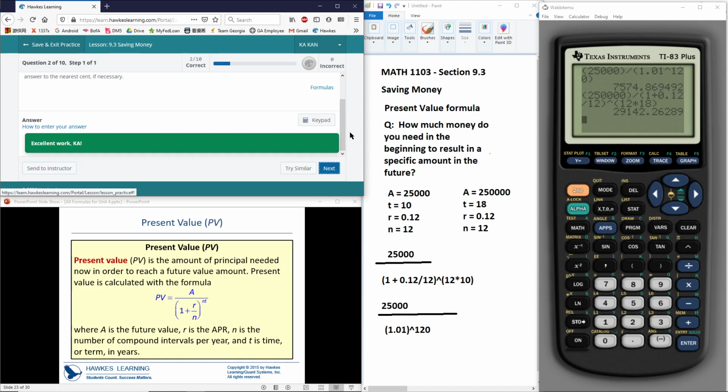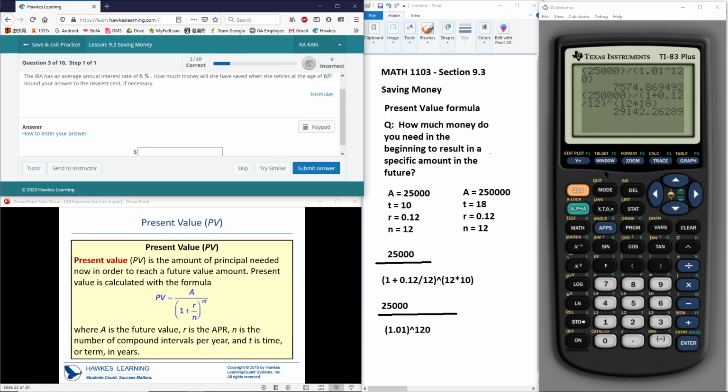29,142.26. So again, it's kind of messed up. You know, it's easy if you have a graphing calculator like this one. So, like I said, if you need this one, then just let me know. I'll try to get you one of these copies.